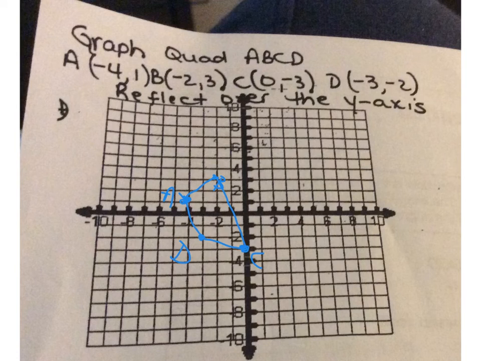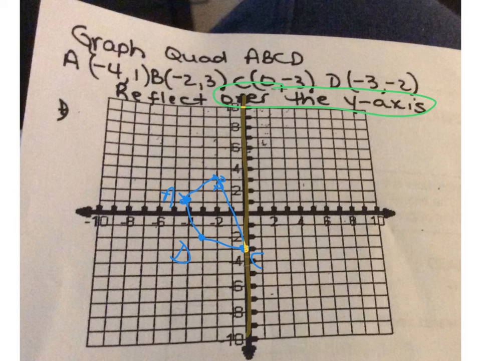And then it says reflect over the y-axis. Now, I will tell you the most common mistake when doing reflections is we reflect over the wrong axis. So here's what I suggest doing. I suggest you highlight what axis you are actually reflecting over so that you don't forget. So I'm reflecting over the y-axis, so I'm going to highlight the y-axis.